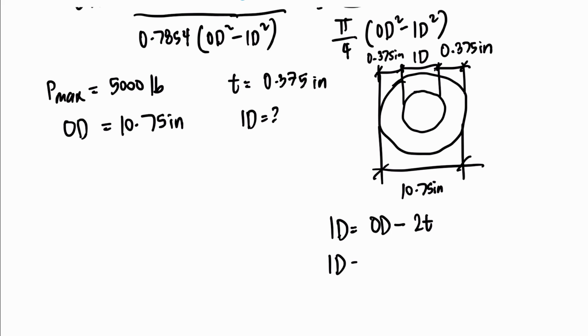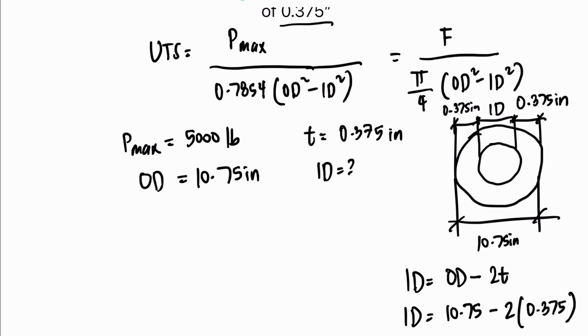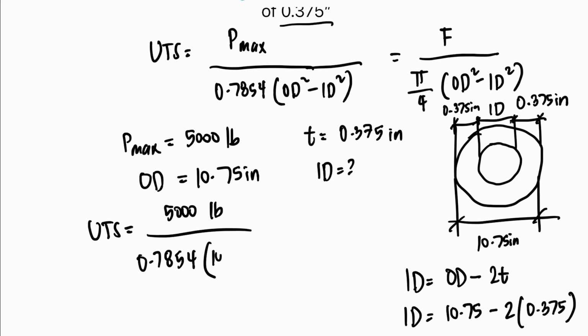So ID is now 10.75 inch minus 2 times 0.375 inch. So that will give you 10 inch as your internal diameter. So going back to that formula, UTS is now 5,000 pounds over 0.7854 times 10.75 squared minus 10 squared.